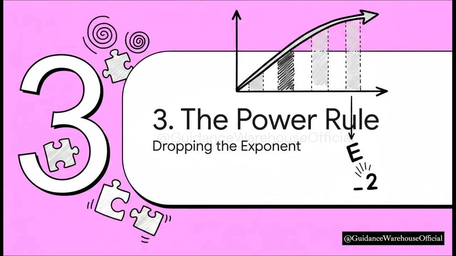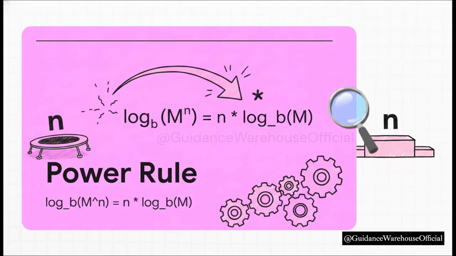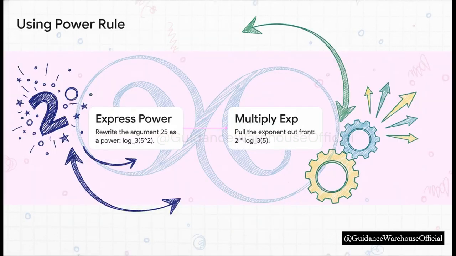All right, let's move to our third foundational rule and the final piece of the puzzle we need to solve our chemistry problem. Section 3, the power rule, dropping the exponent. The power rule states that the logarithm of m raised to the power of n is equal to n multiplied by the logarithm of m. Visually, think of it like this. The exponent inside the logarithm gets a free pass to literally jump right over the log, land out front, and become a multiplier. Here's a quick mini example of how to use this creatively.